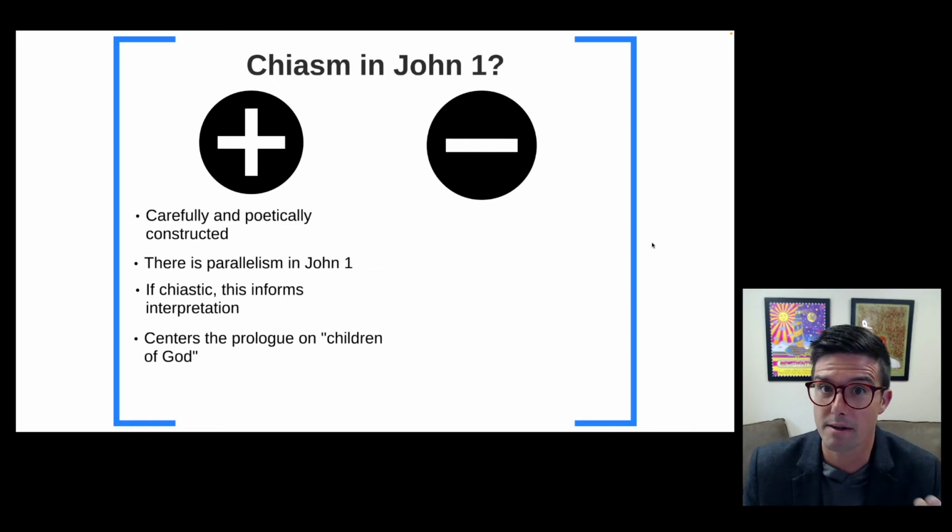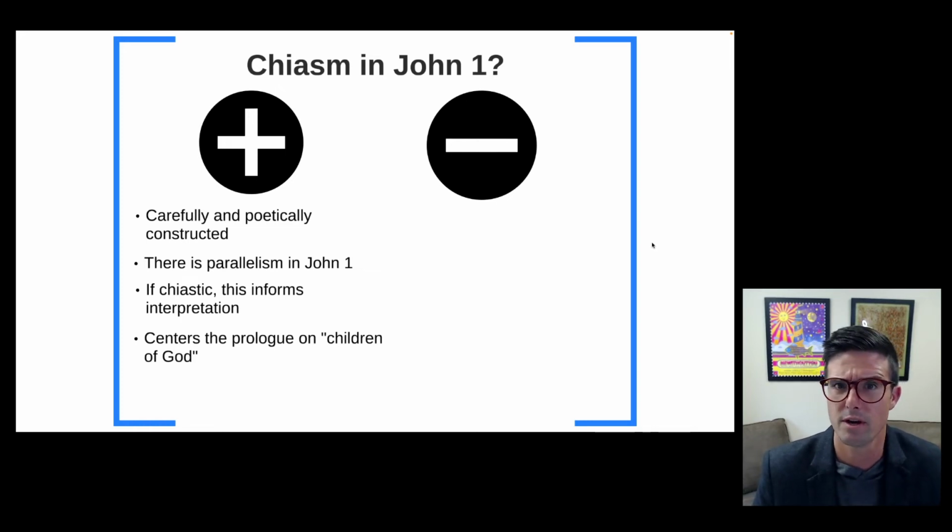So the positives and negatives of seeing the chiasm in John chapter 1. On the positive side, it shows that there is sort of a care and a poetic way that the prologue has been constructed. And I think that is something that we should take away from the prologue, that no doubt it is poetic, and no doubt it has been carefully constructed, with much intention, that the author really intends something, a very particular purpose for the prologue. And there is a lot of parallelism in John chapter 1, and particularly in the prologue.